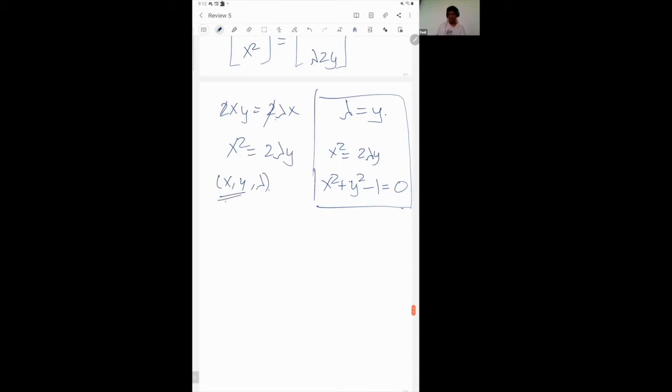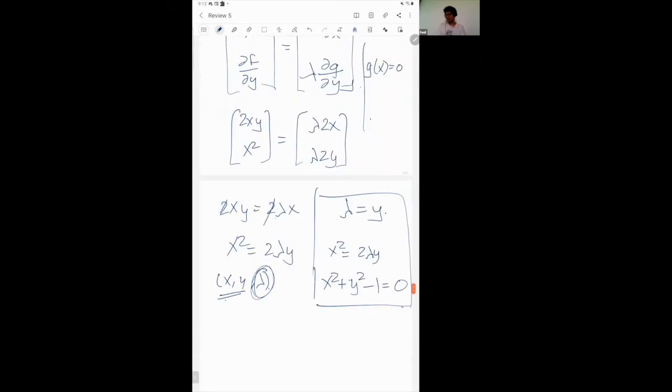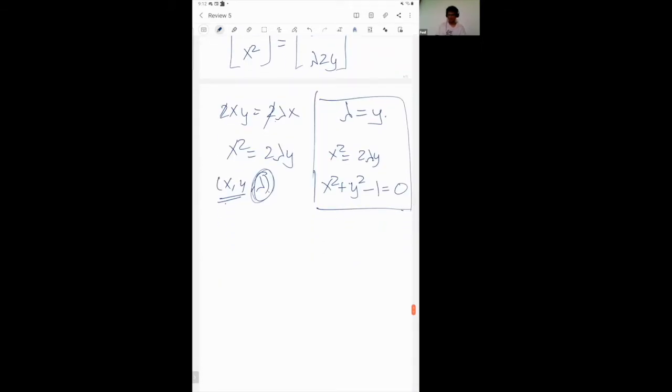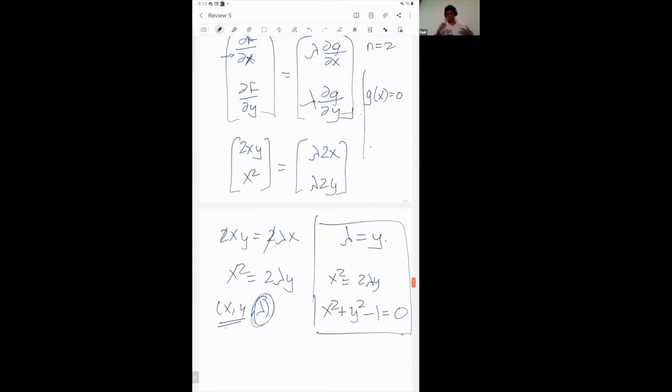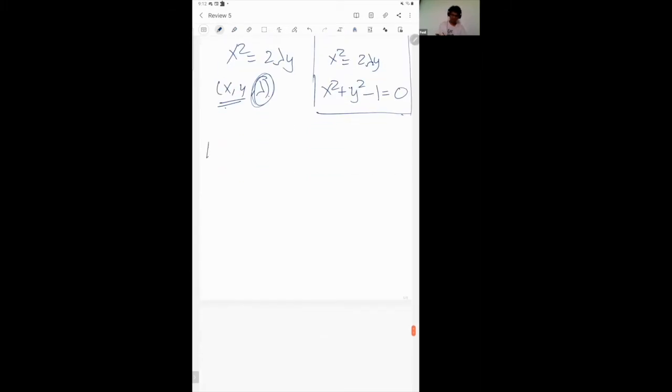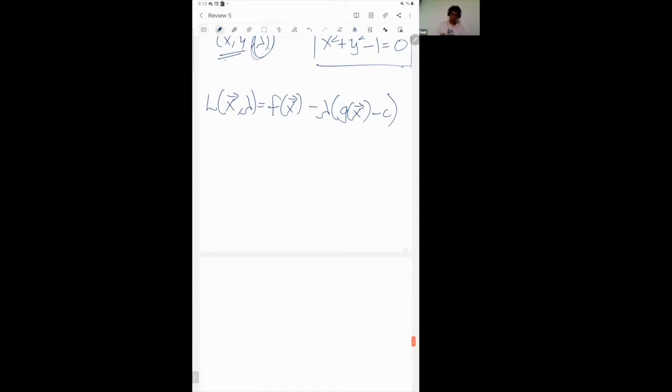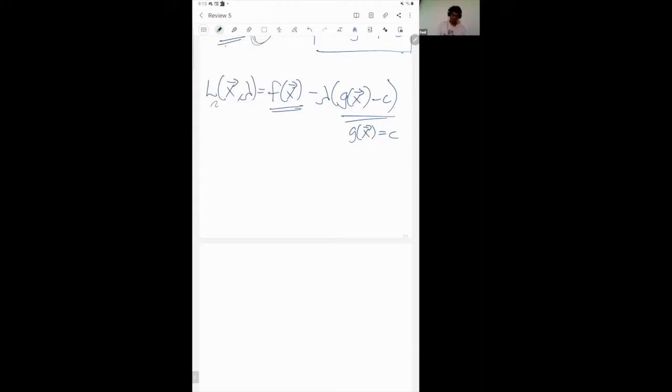Mainly we are only interested in x comma y, but there can be situations where we are interested in this lambda parameter as well. So this lambda is called the Lagrange multiplier. As we saw, we need to solve two sets of equations. One is just the constraint, and the other is a set of n equations that comes from equating the two gradients. A compact way to write this, called a Lagrangian, is as follows. Here f of x is the original function that we needed to optimize, g of x equals c is the constraint, and this thing is called the Lagrangian.